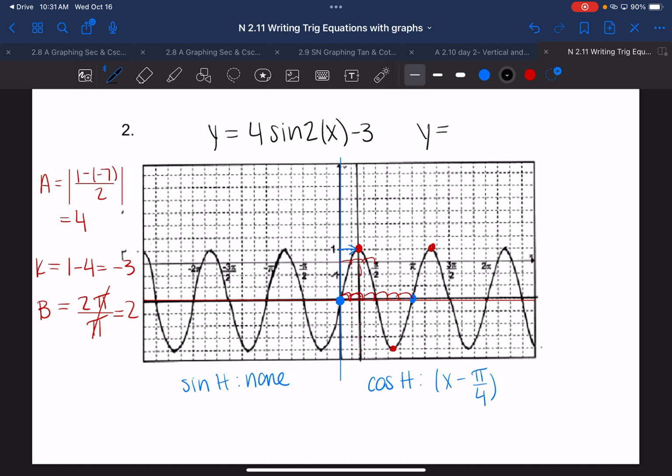Okay. Now let's do cosine's equation. What does it start with? 4, followed by cosine. What do we put? 2 for our b value. And then, very good. And then -3 on the end. All right.